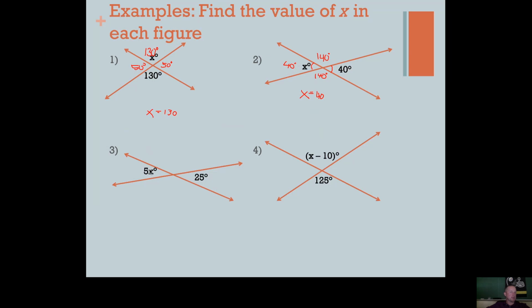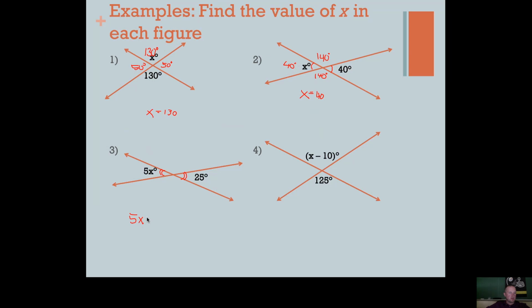Notice how x is not itself this time. Now we have a coefficient other than 1. 5x is what this angle is. And we know this one's 25 degrees. So that one must match it. If that's 25, this one's 25.